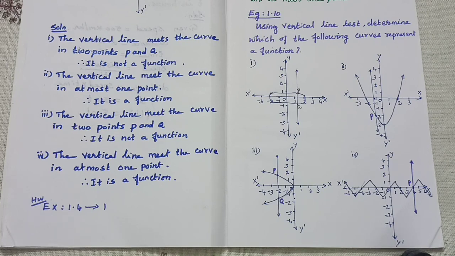Have you understood? On the curve you draw the vertical line. If this vertical line meets 2 points, it is not a function, you write it. If it meets at most 1 point, then that is a function. Okay, like that you practice this question.